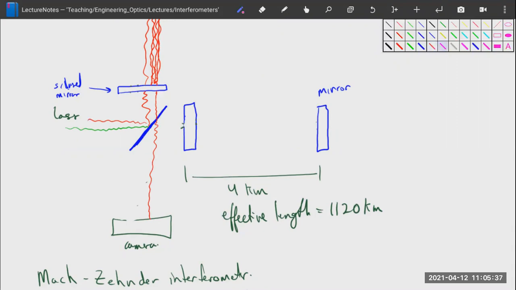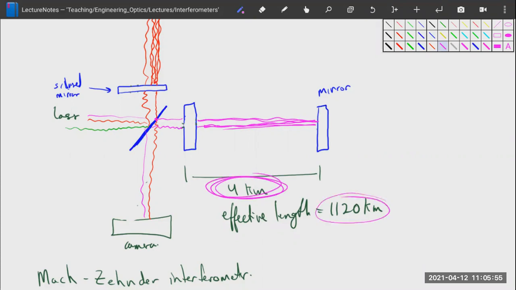The same is true of our purple beam, which comes through here. It can come back and forth, back and forth, back and forth. Some of the times it comes back through and then comes down here. And the end result is that even though this is 4 kilometers, these are very large interferometers, the effective length is 1,000 kilometers. So very long arms, which means you can measure very short, small changes in the length.